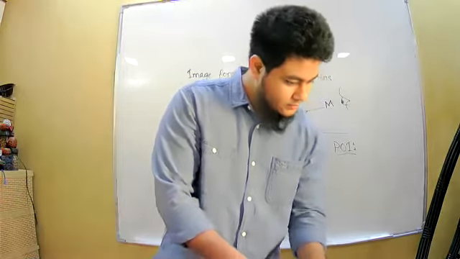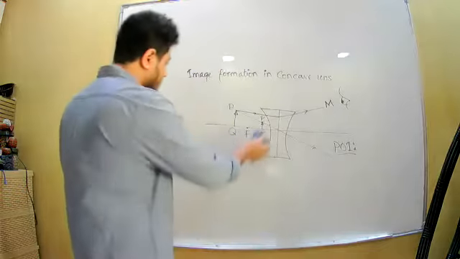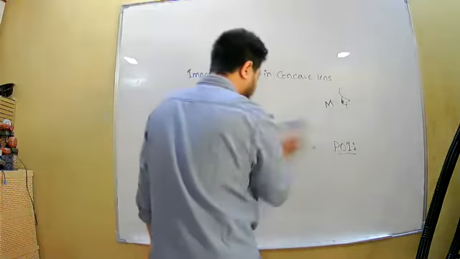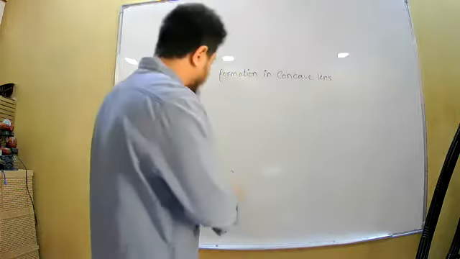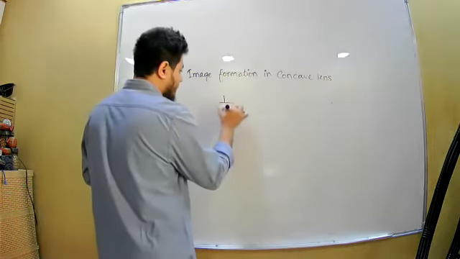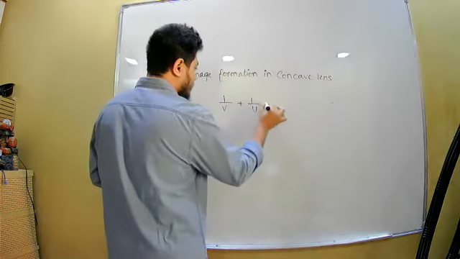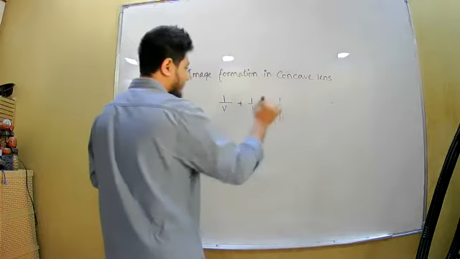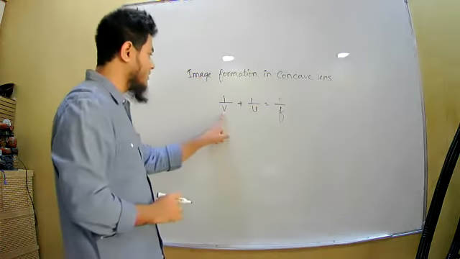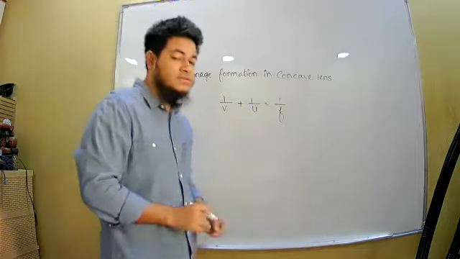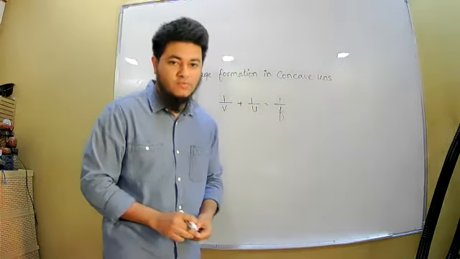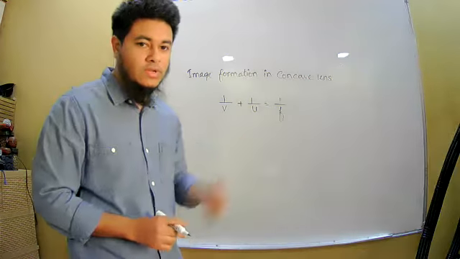Now, let us go through some equations. These equations you are already familiar with: 1 by V plus 1 by U is equal to 1 by F. Here V is the distance of the image, U is the distance of the object, and F is the distance of the principal focus, or we mention it as focal length.